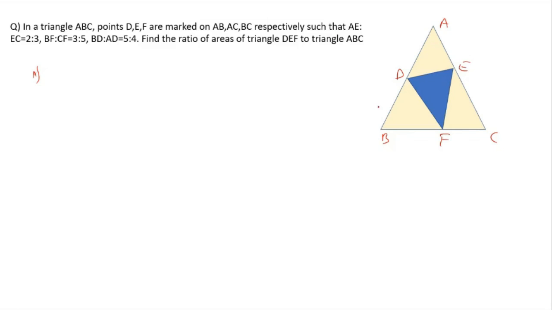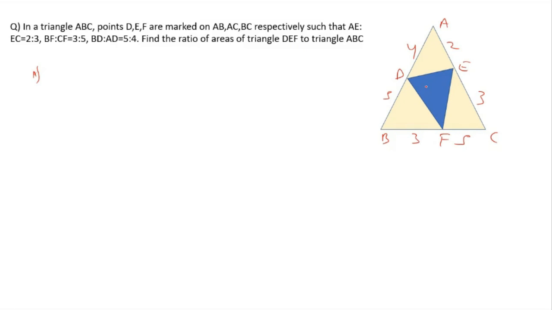The side ratios are given. AE to EC is 2:3, so basically this is 2:3. BF to CF is 3:5. BD to AD is 5:4. So just basically denoting the given data into the figure. Nothing much happening here. So what is the ratio of the area of triangle DEF to triangle ABC?